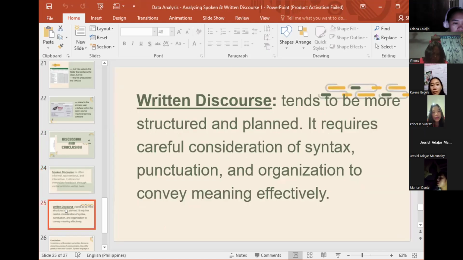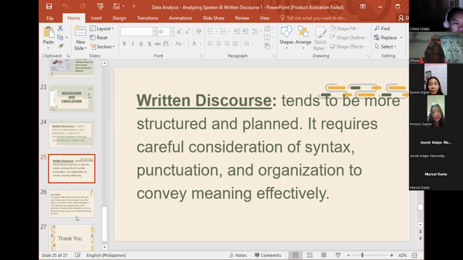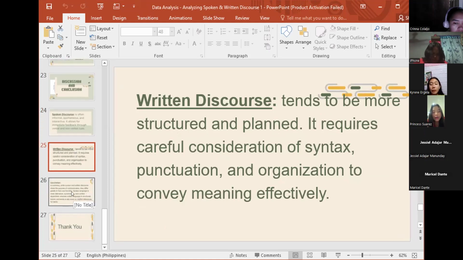Next is written discourse. It tends to be more structured and planned, and it requires careful consideration of syntax, punctuation, and organization to convey meaning effectively. Examples of this are the essay, article, and email.